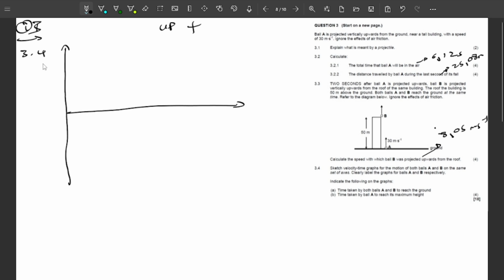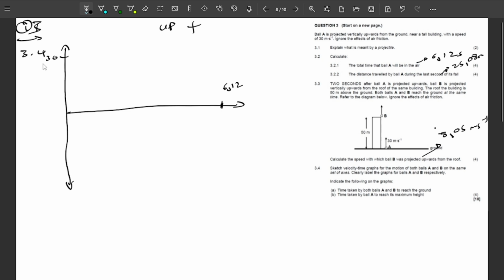Alright, now, since we have done this, we can first start with ball A. What was its V initial? Ball A's V initial was 30. Now this graph is for up is positive. If down is positive, you're going to do it the opposite way. Good. From there, they said time taken by the ball to reach the ground. The time it took for both of them to reach the ground was 6.12, right?